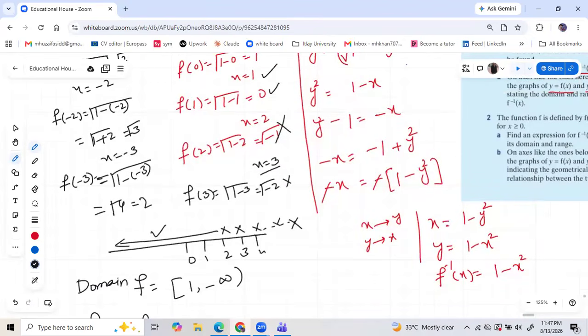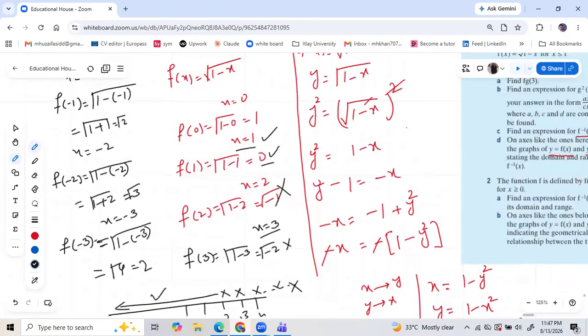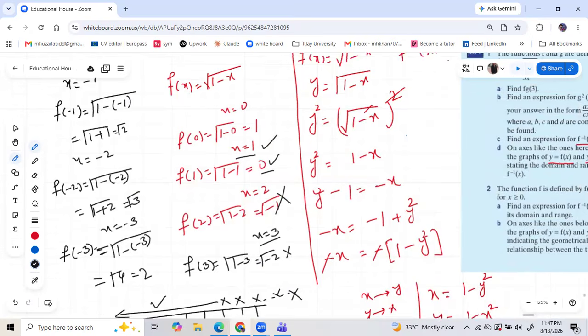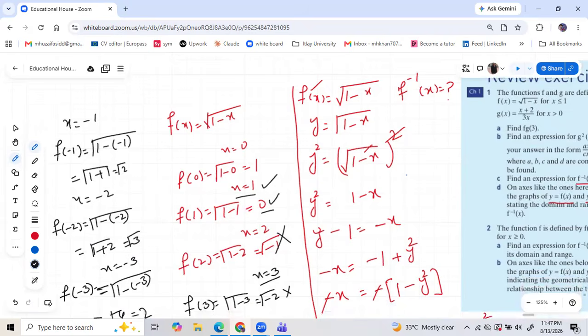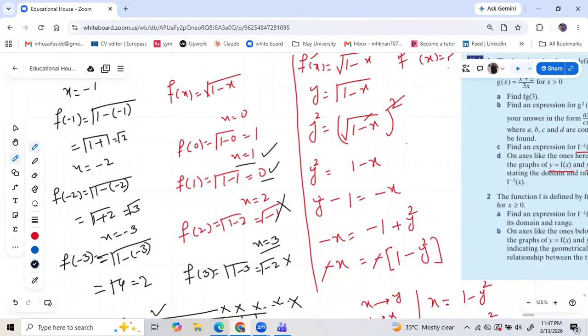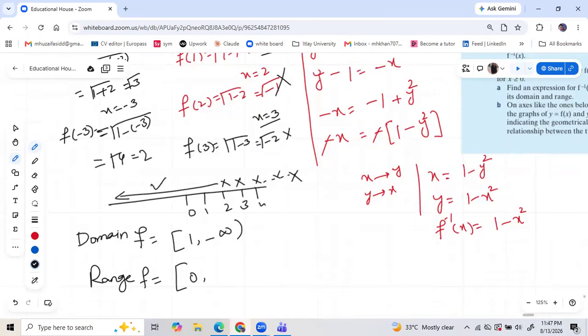When we set x equal to 1, we get 0. So the range starts from 0. Check it here: when we set 1, this gives us 0. When we set 0, it gives us 1. When we set minus 2, it gives us the square root of 2, and then the square root of 3, so it goes to positive infinity.